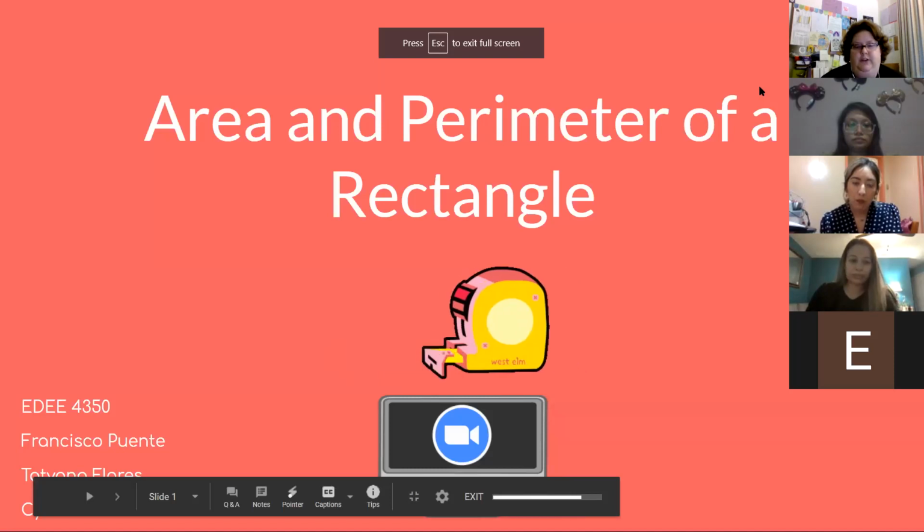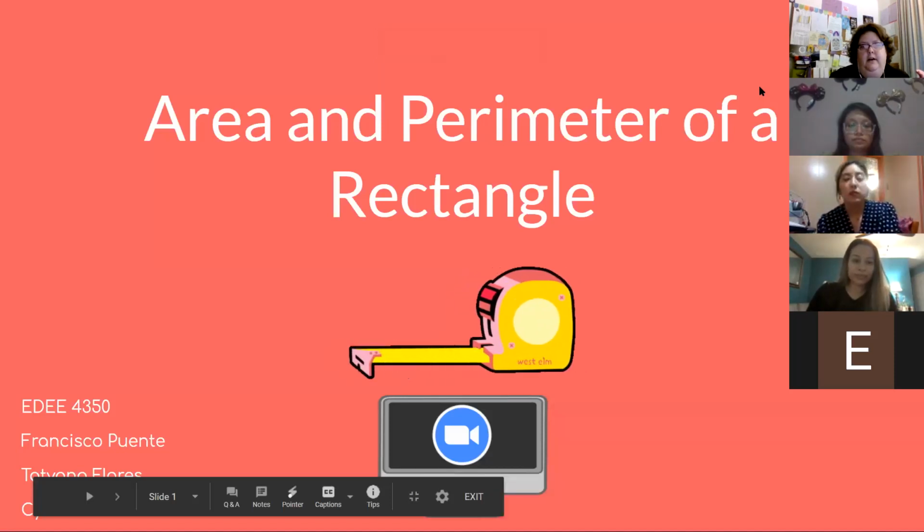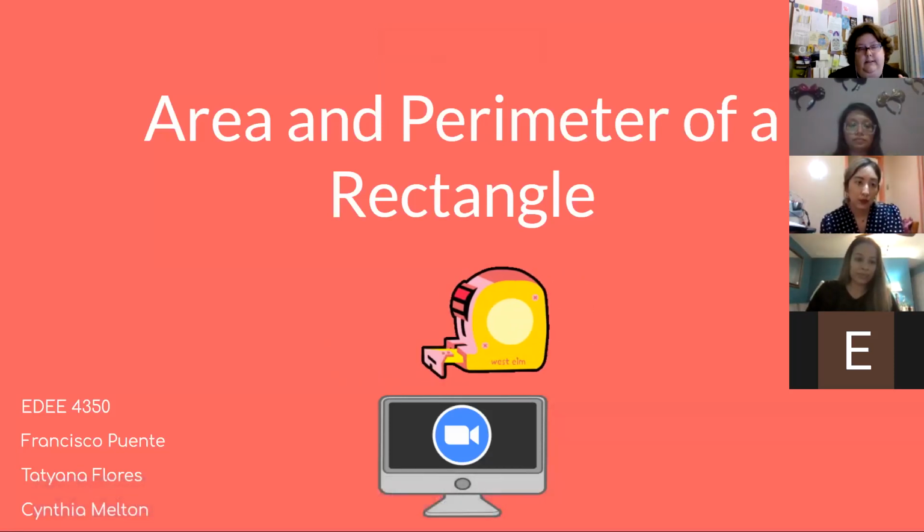Okay, so we're going to talk about area and perimeter of a rectangle and square and other shapes.